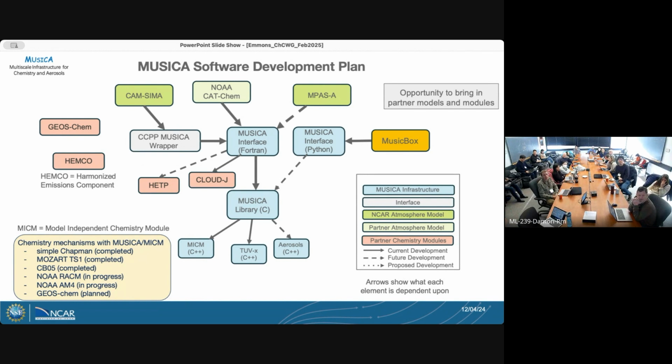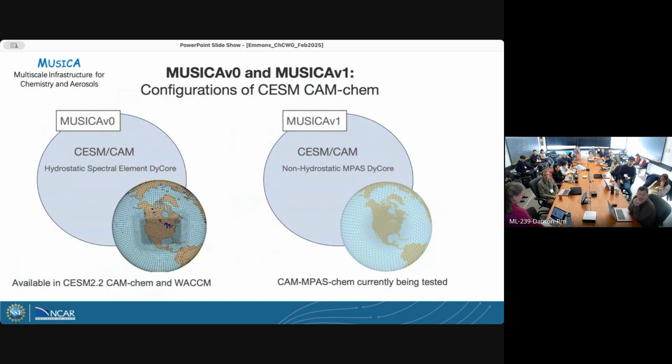HETP is an update of Isoropia, which is a gas aerosol exchange scheme for aerosol formation. HEMCO is the emissions component, which is currently connected to CESM, but it will be connected in this framework as well, and the GeoChem chemistry model.